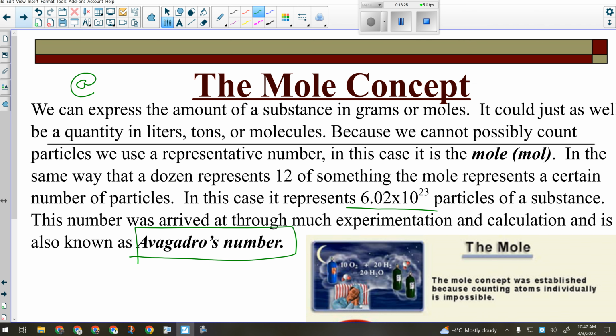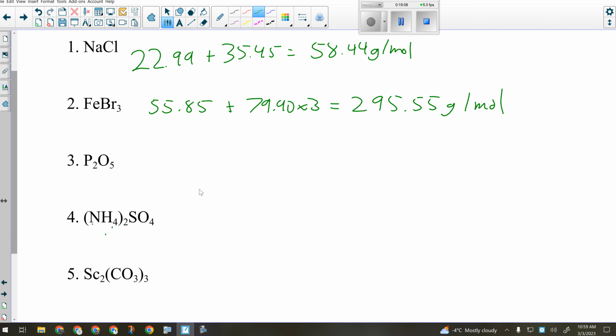Now, that gets a little bit more involved when you've got a polyatomic ion in brackets. I have to go element by element, right? How many nitrogens are there? How many hydrogens are there? Put in that multiple. Let's look at number 3, and then I'll give you guys some time on 4 and 5. So for number 3, we have phosphorus, and how many are there? All right, so 30.97 times 2 plus 5 oxygens, so 16 times 5.